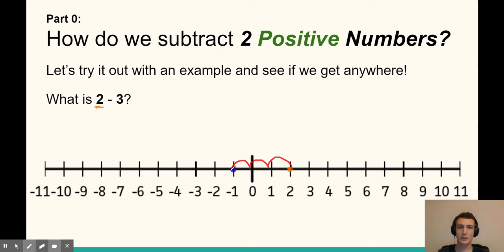Now remember, since we're minusing, we go to the left. If we have a plus, we go to the right, but minus goes to the left. So our answer is negative 1. Remember, start at that first number. That second part reminds you if you go left or right. And then that final number tells you by how much.